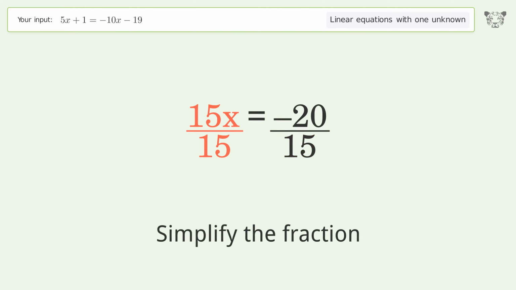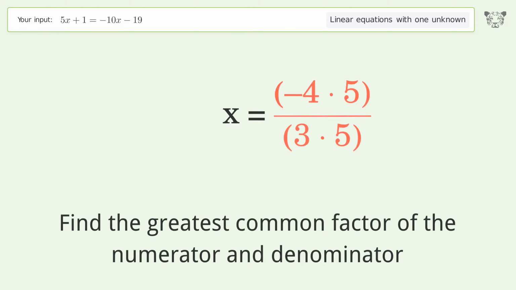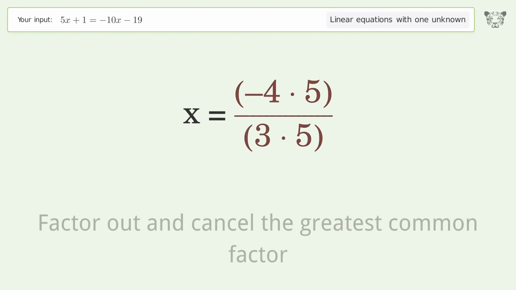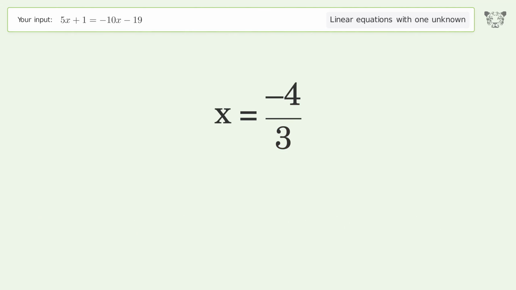Simplify the fraction. Find the greatest common factor of the numerator and denominator. Factor out and cancel the greatest common factor. And so the final result is x equals -4/3.